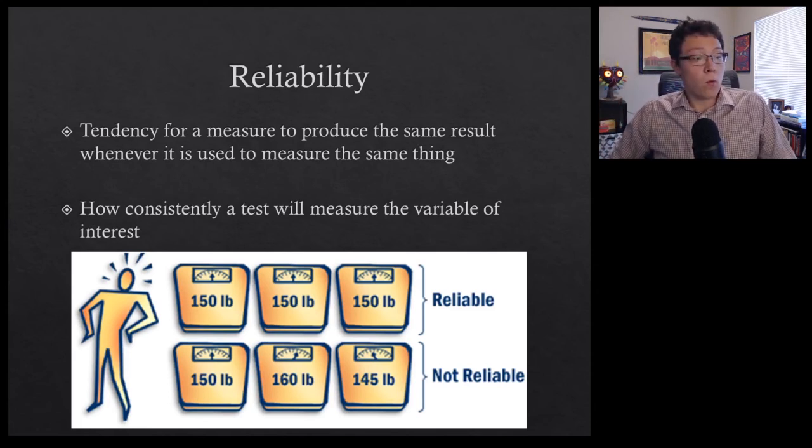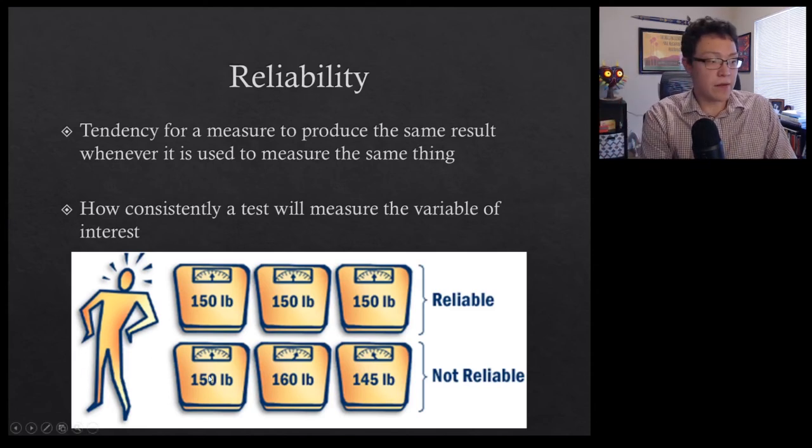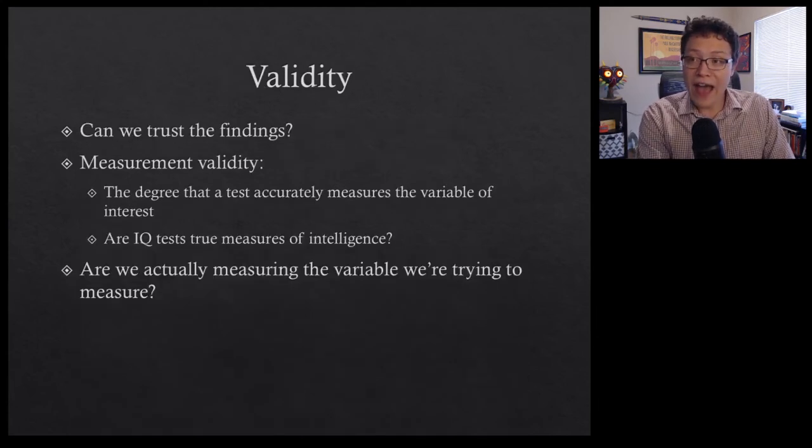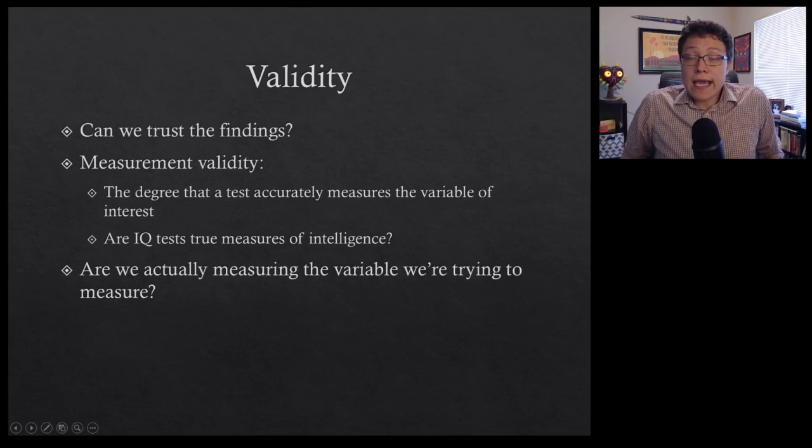But what if I had this scale actually set to start at 5 pounds instead of 0 pounds? It was zeroed in on 5. And so maybe you actually only weigh 145 pounds, but every time you hop on the scale, you see 150. Well, we would say that that's not a valid measure. So validity is the degree to which a test accurately measures the variable of interest. If that's not the case, our measure's not valid, and it's also something we don't want to use.